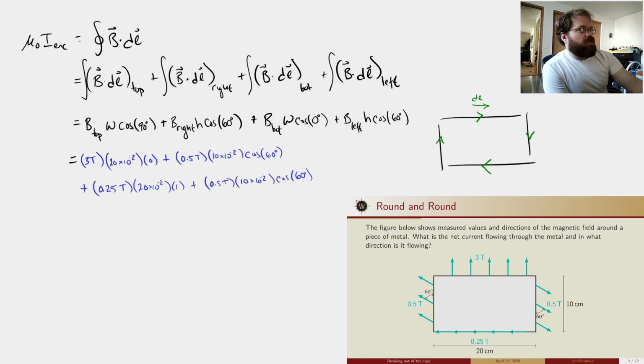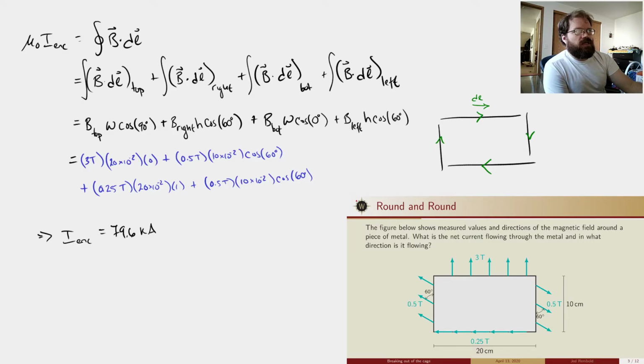Okay? And so when we put all of that together, we would just crunch that number and then divide by mu naught. So divide by 4 pi times 10 to the negative 7th. And when I plug in those numbers, I get something that looks like 79.6 kiloamps.